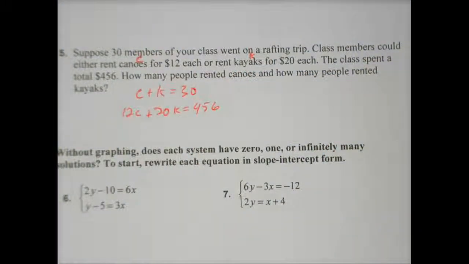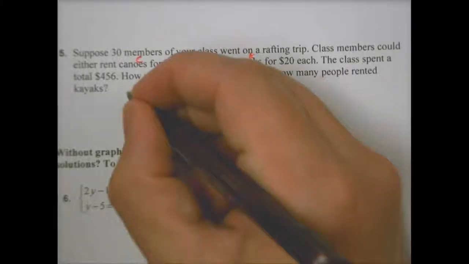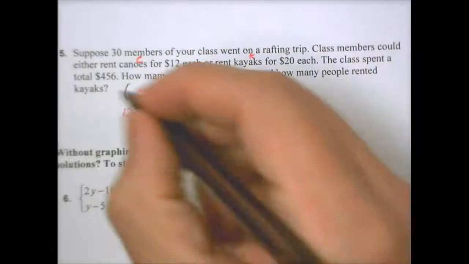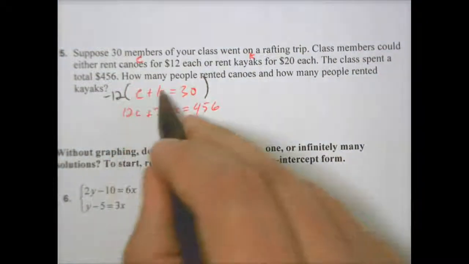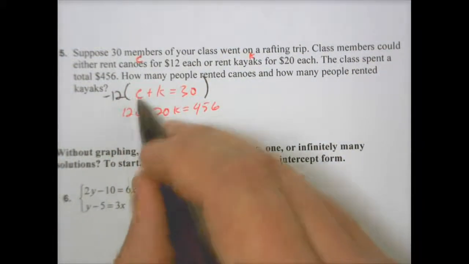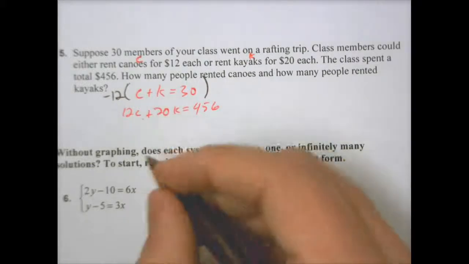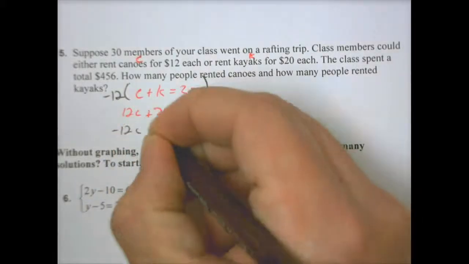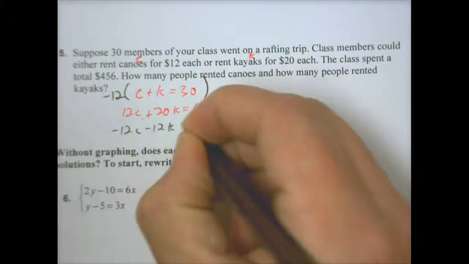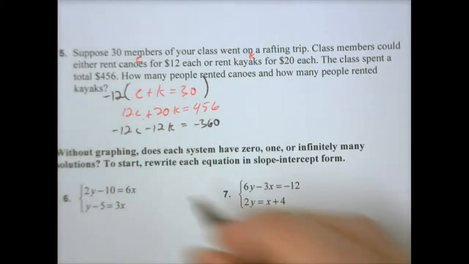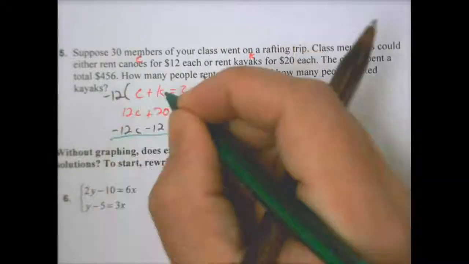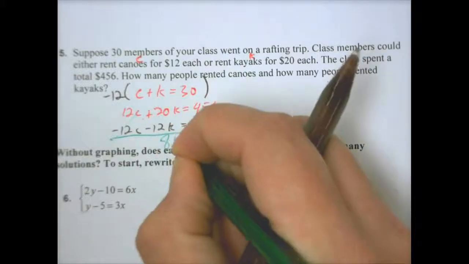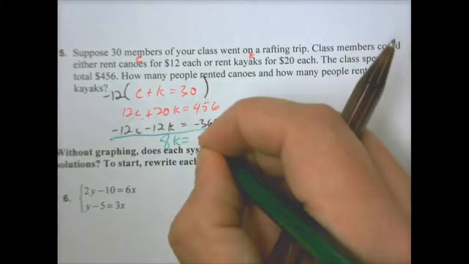I'm going to remind you guys of another way that we can work these problems without graphing. It's called elimination. If I eliminate a variable, I can multiply this one by -12 such that when I distribute this -12 throughout my problem, I will be able to eliminate my c's and I will only have k's left. So I have negative 12c minus 12k equals negative 360. If I add these equations together, 12c goes away. I'm left with 8k equals, what is that, 96?